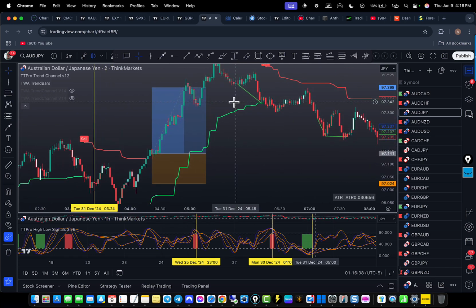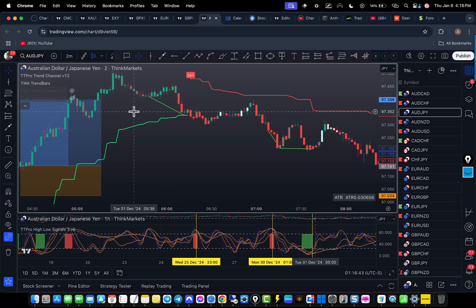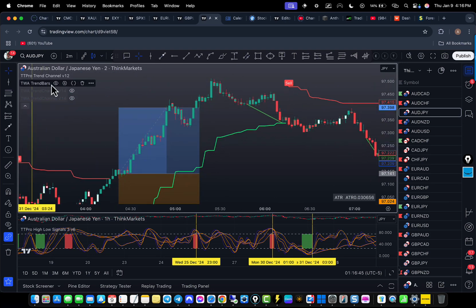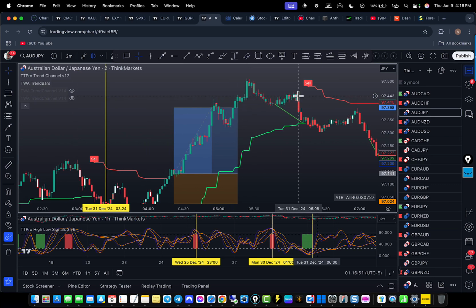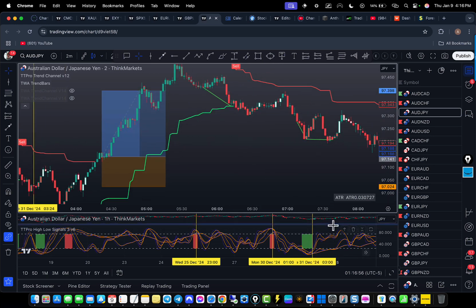Nice. And we just stay in it. It's a 2-minute chart. You can sit and watch it. And you can exit whenever these candles turn. Actually, use the trend bars. When the trend bars turn white or red, something like that, you can bail. Anyway, let's check out the next signal.